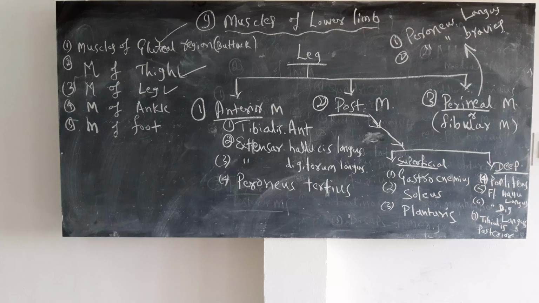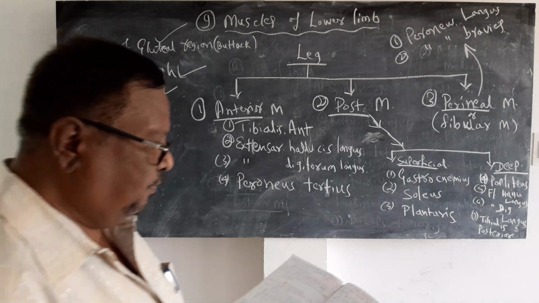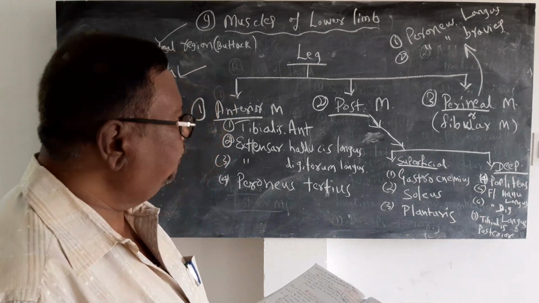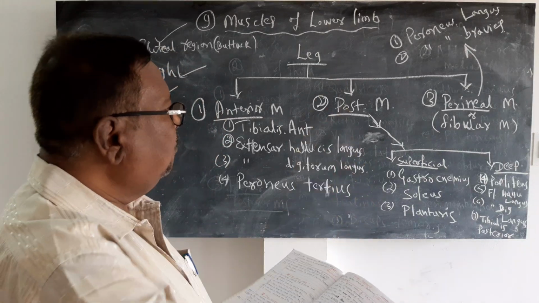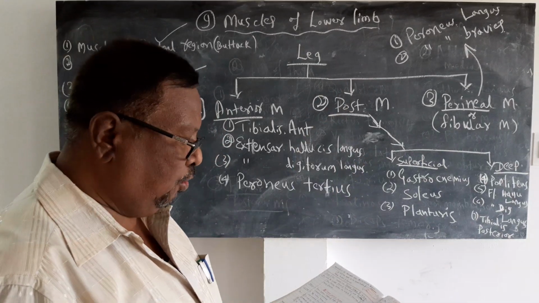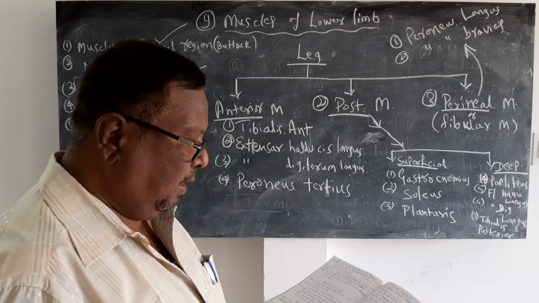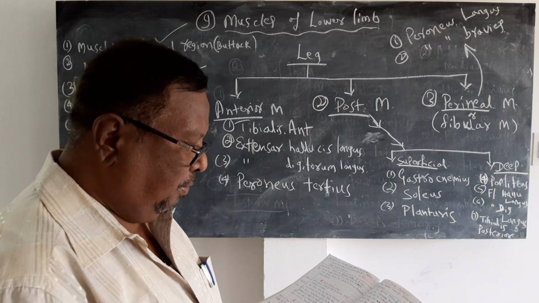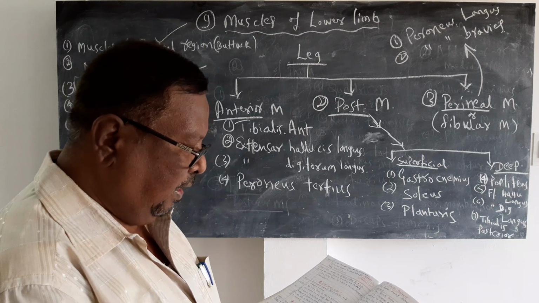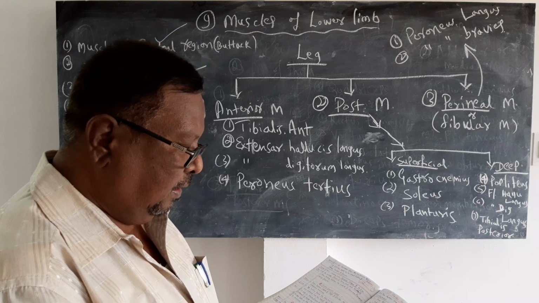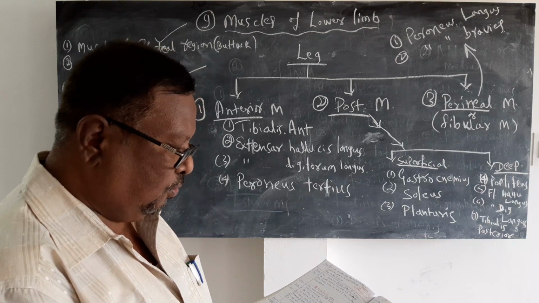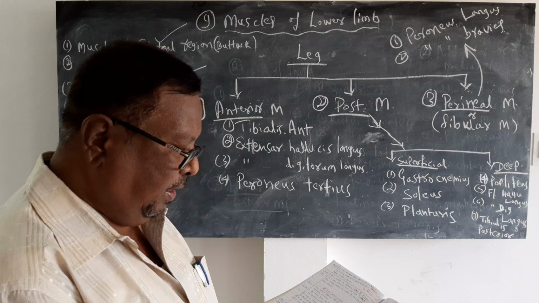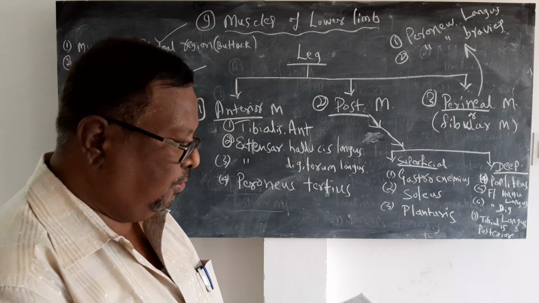Now coming to the peroneal or fibular muscles, the muscles of the lateral compartment. The last group, peroneal or fibular. Only two are there, peroneus longus and peroneus brevis. They are everters of the foot, movement of the sole upward. They help to maintain the stability of the ankle joint.